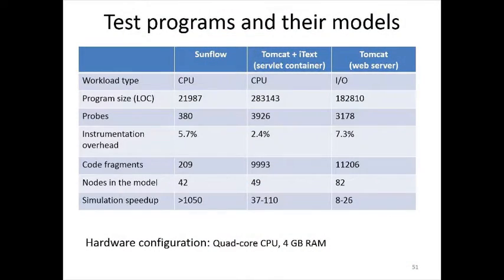So these are medium to large programs. For example, Tomcat is 200 to 300,000 lines of code. The number of probes depends on the size of the program. For Sunflow, it was about 400 probes. For Tomcat, it was close to 4,000. With regard to execution time, the overhead was from 2 to 7%. And in general, our model runs from 10 to 1,000 times faster than the actual program.